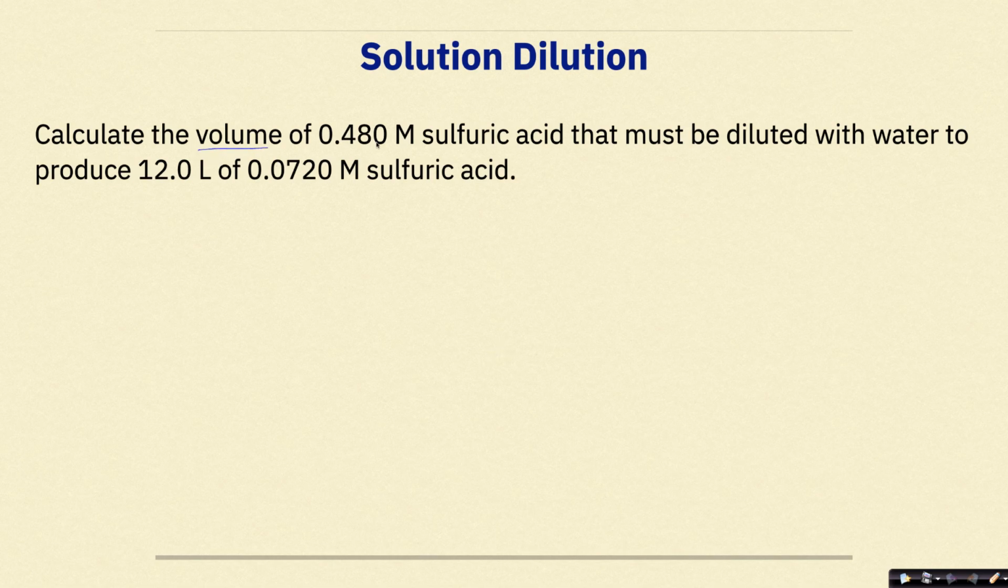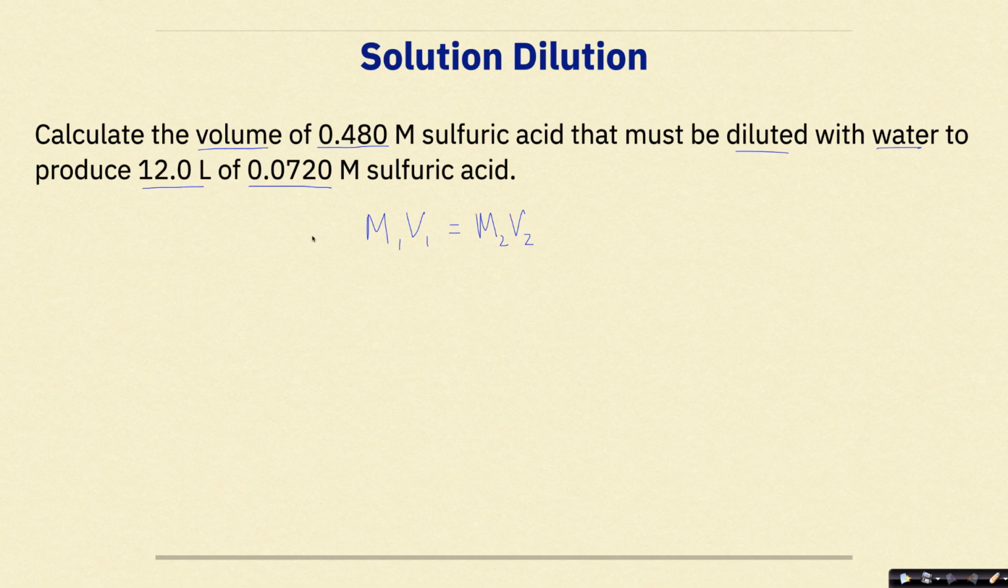Calculate the volume of a 0.480 molar sulfuric acid that must be diluted with water to produce 12 liters of 0.0720 molar sulfuric acid. Okay, so let's always start off by writing the dilution formula, which is M1V1 is equal to M2V2. So we have our initial molarity, which will always be a higher molarity, our initial volume, then the molarity that we are targeting to achieve, and the volume associated with that.